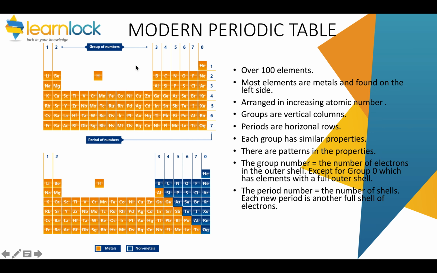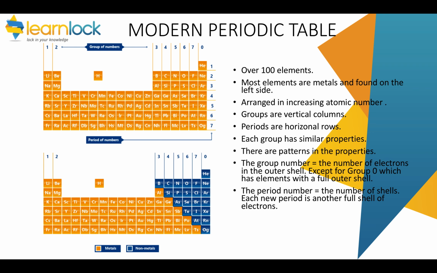The vertical columns are called groups, and the periods are horizontal rows. Each group of elements has similar properties, and there are patterns in these properties we'll look at in another tutorial. The group number, well, the number of electrons in the outer shell of the atoms tells you what group it is in. So say, for example, an element has 1 electron in its outer shell, it would be in group 1. This is not the case for group 0, though.